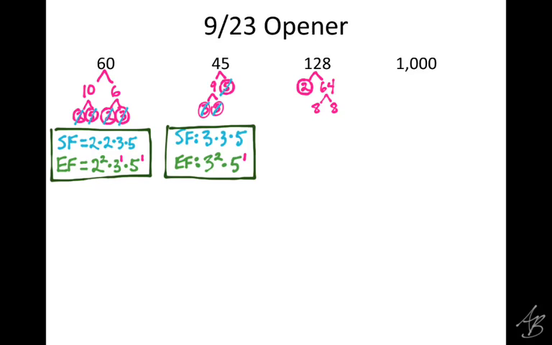Each one of those 8s is composite, right? We can factor those and get what? 2 times 4. And the 2's are prime, but the 4's are going to keep going. So each of those 4's is going to be 2 times 2.